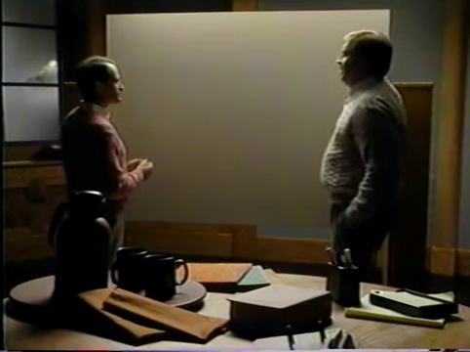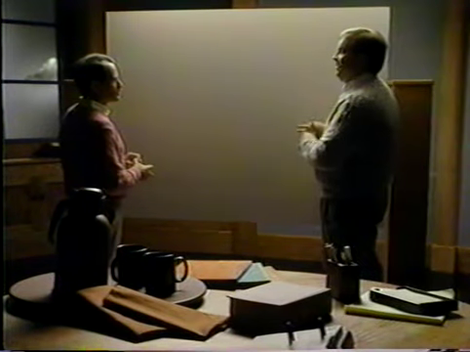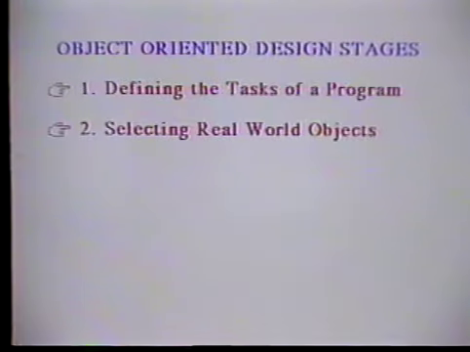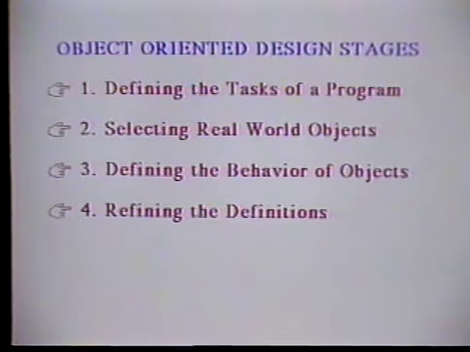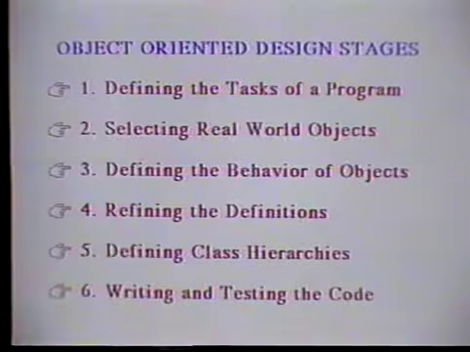We'll watch them as they work through the 6 stages that make up the object-oriented design process. Stage 1, defining the tasks of a program. 2, selecting the real-world objects as models. 3, defining the behavior of objects. 4, refining the definitions. 5, defining the class hierarchies. And 6, writing and testing the code.